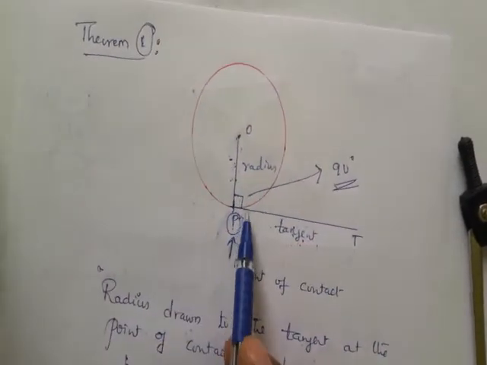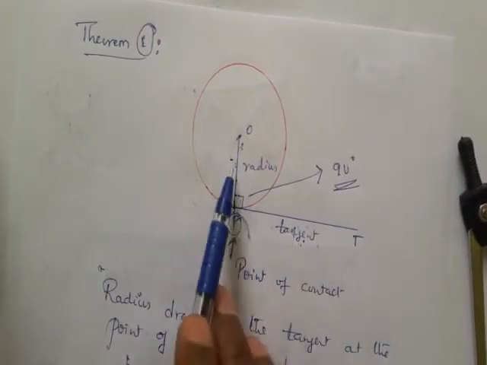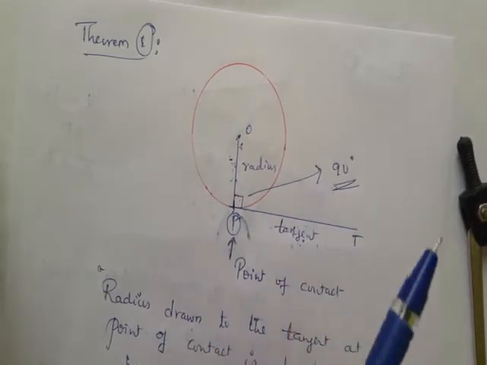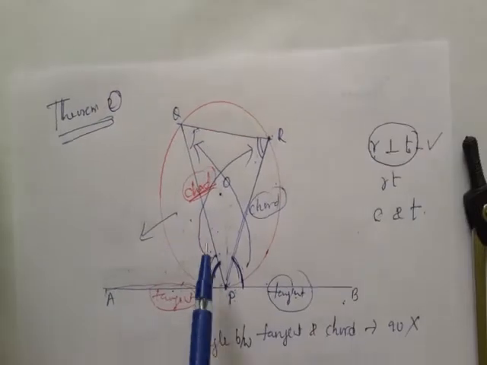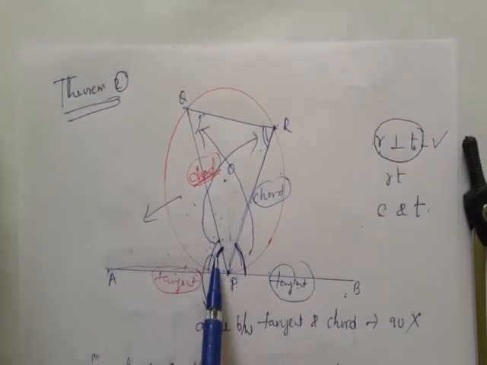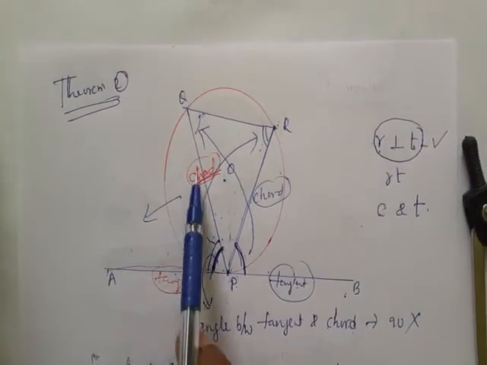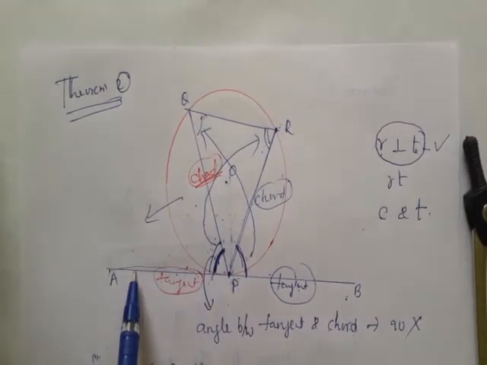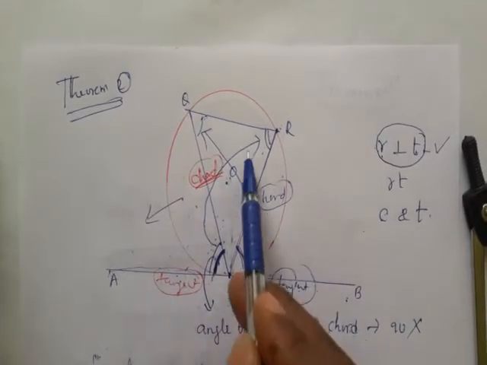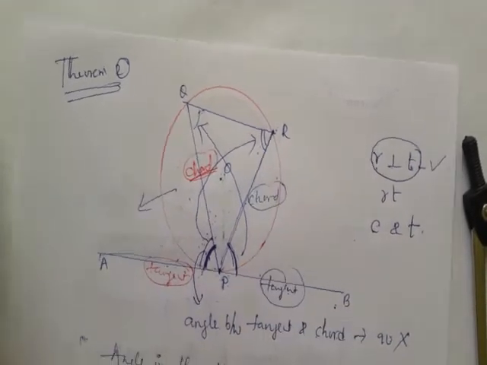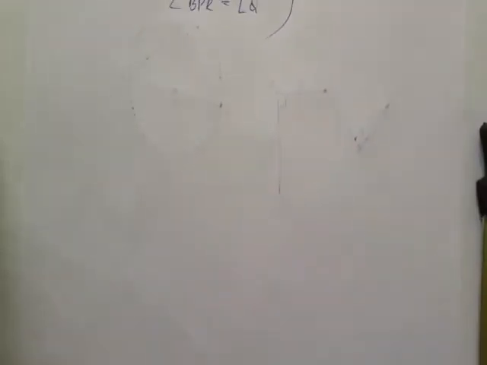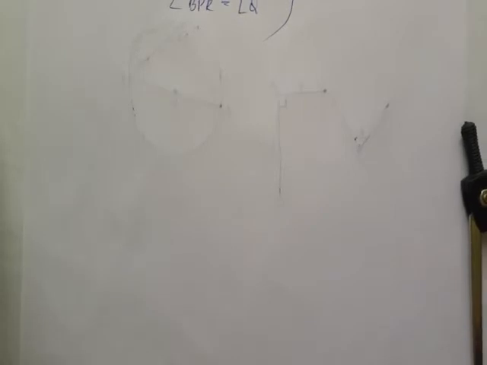I repeat the first theorem and second theorem once again. The first theorem is radius and tangent: when they meet, the angle is always 90 degrees. Chord and tangent when they meet, the angle is not 90 degrees, but that angle will be equal to angle in the alternate segment. So these two are very important theorems. We'll study more when we go to exercise problems.